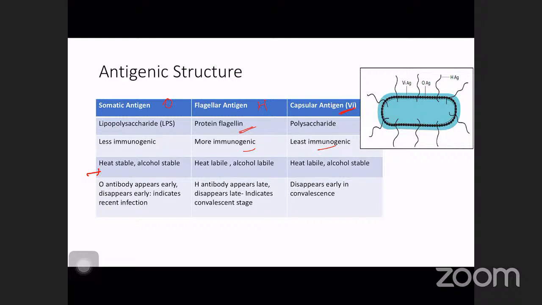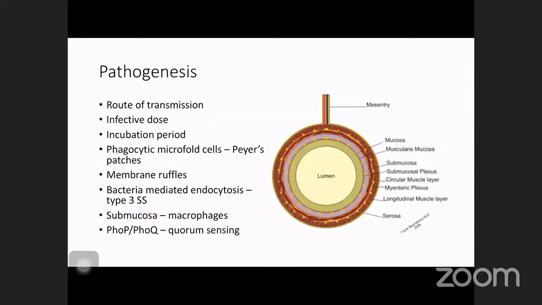So this is about the antigenic structure. The outer part is the Vi antigen, and within that you have the lipopolysaccharide or the O antigen, and the flagella or flagellin protein indicates the H antigen. This is about the antigenic structure.